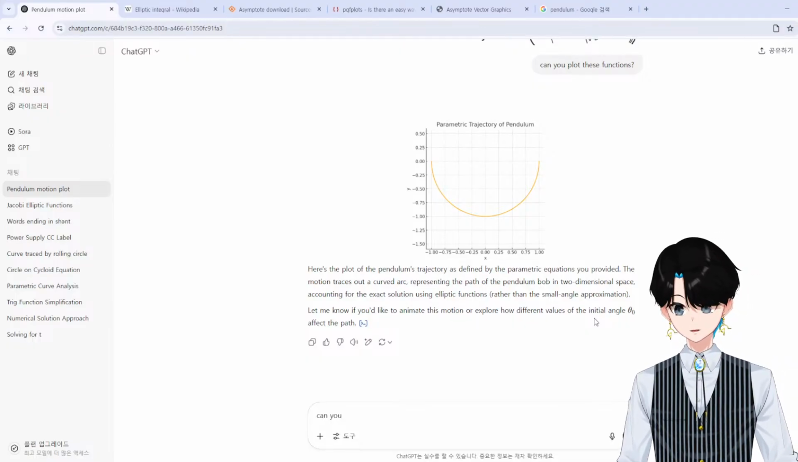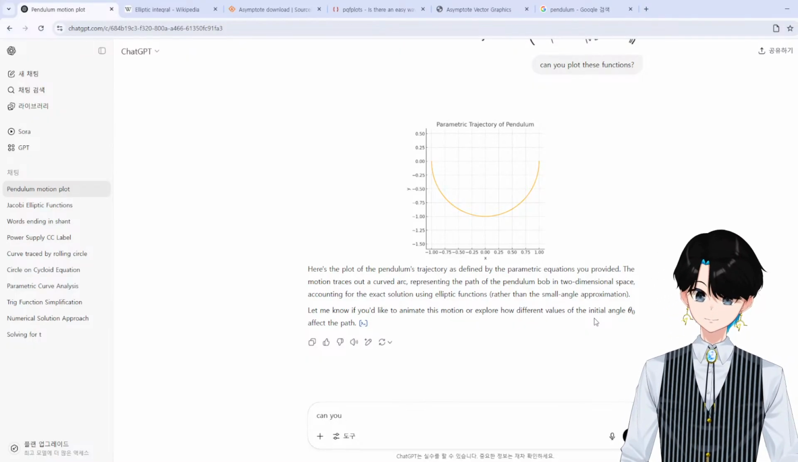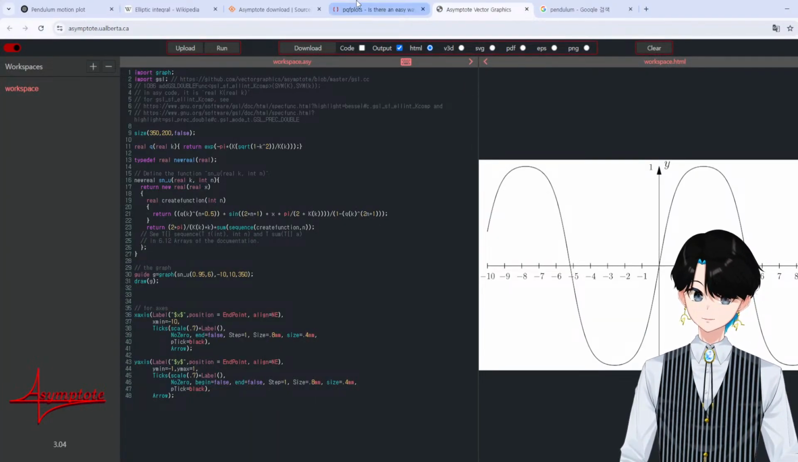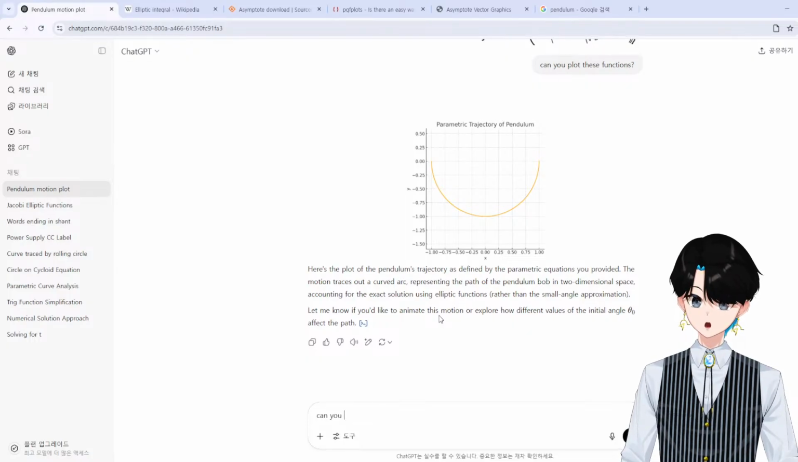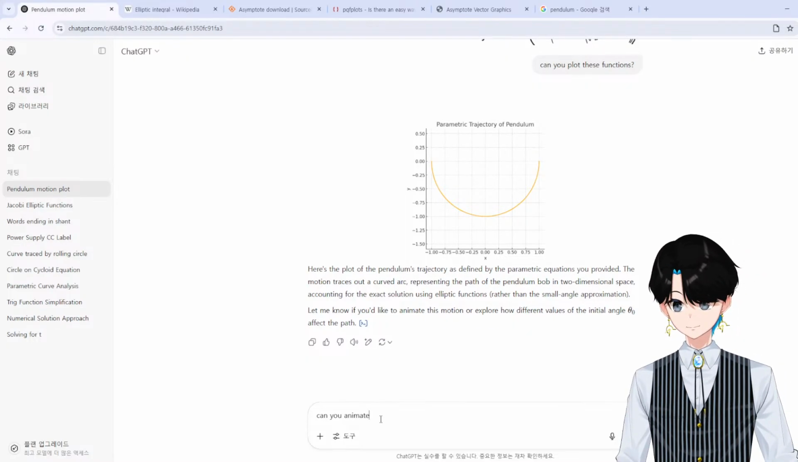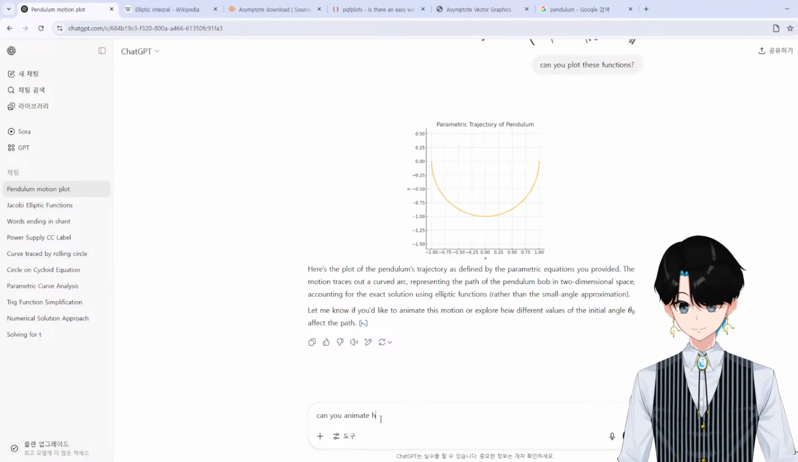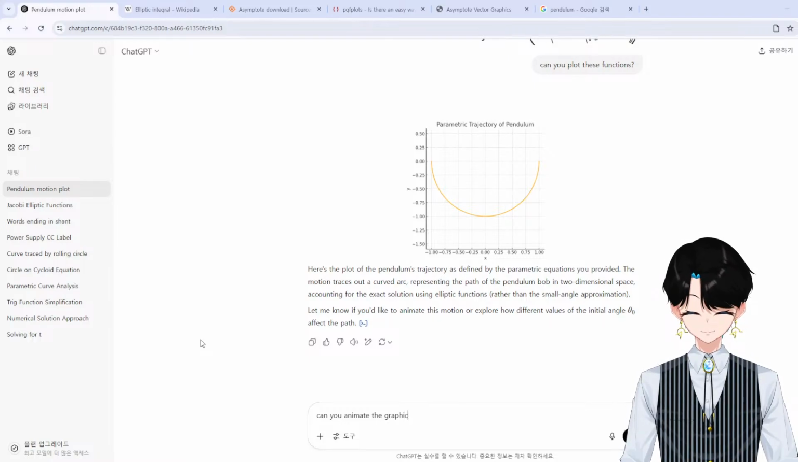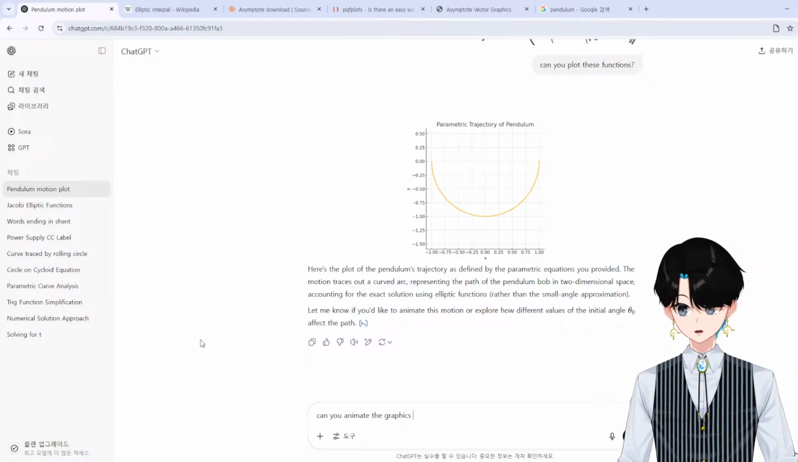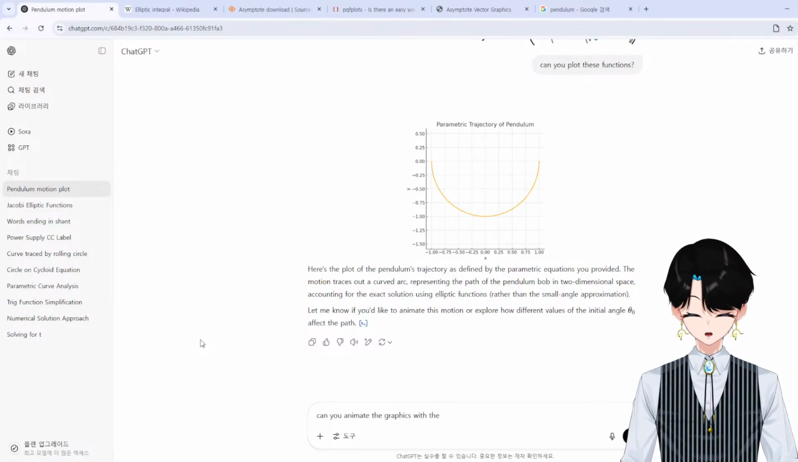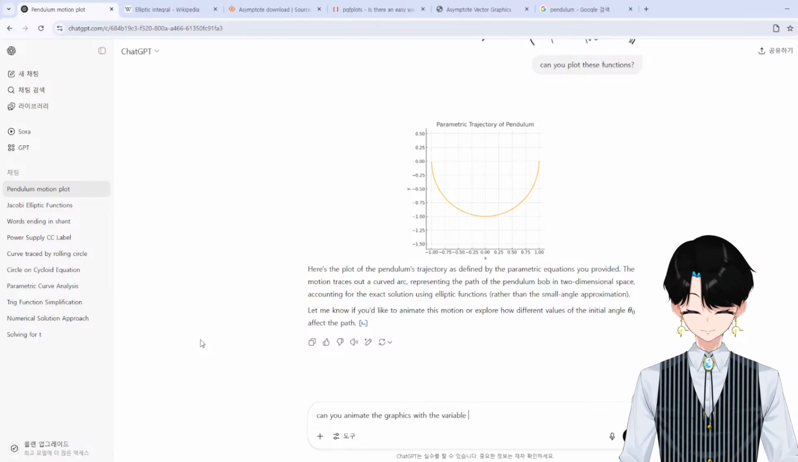Okay, so I'm gonna ask the GPT to do it. I wonder if GPT used the same thing as the Asymptote does, coding. Anyway, can you animate the graphics with the variable t?